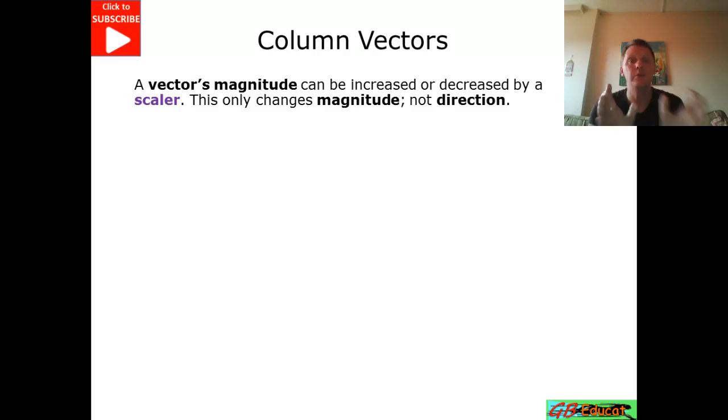So when we're dealing with column vectors and the magnitude of vectors, we can actually increase or decrease these using a scalar. But when we're using scalars, this only changes the magnitude. It changes the length of the line. It will not change the direction of the line.